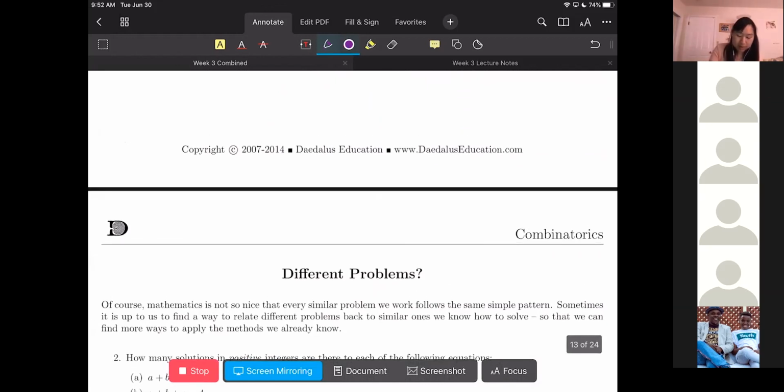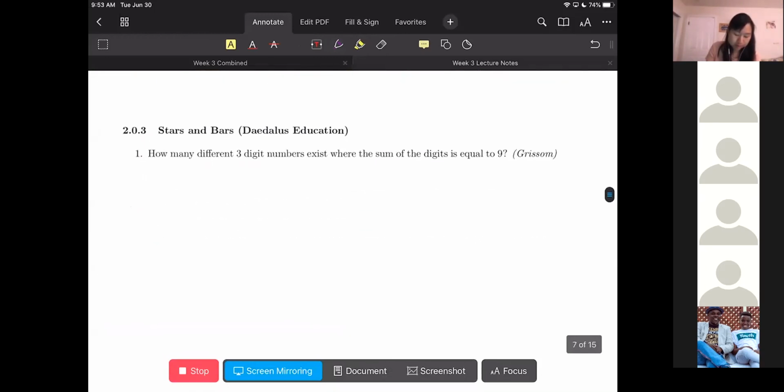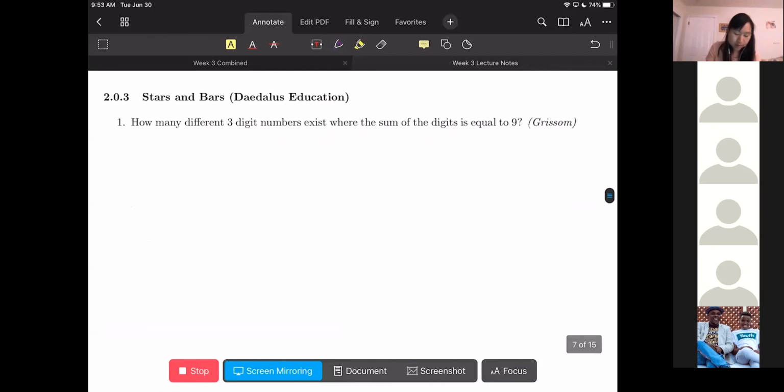So let's try some other problems because not every problem follows the same pattern. One of the things that I think we want to develop here is to find a way to relate different problems back to similar ones that we already know how to solve, so we can apply the methods we already know to solve more types of problems. So let's see what else we can solve with this. Here's a question. How many different 3-digit numbers exist where the sum of the digits is equal to 9? So any ideas on how we can do this?